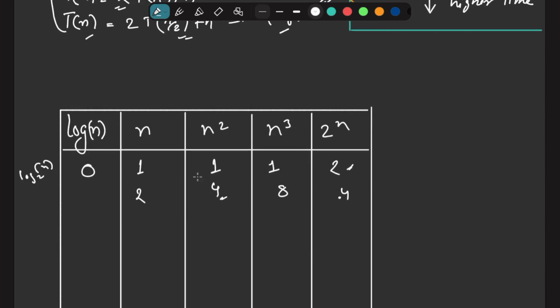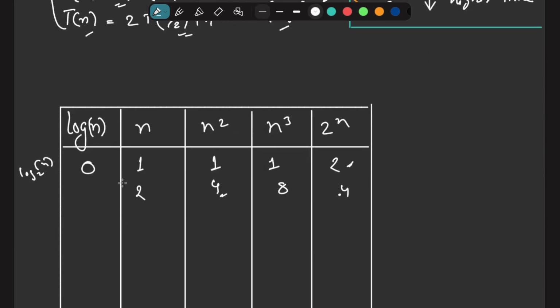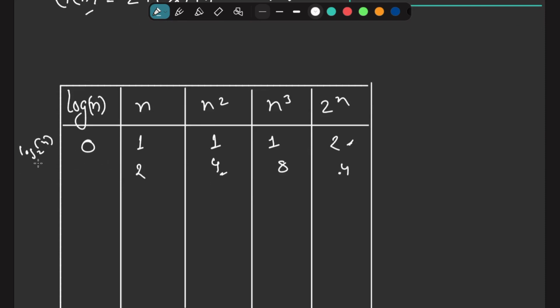Let's increase the number of inputs. For n equal to 2, log n will be 1 because the base was 2. Let's take n equal to 4. For n equal to 4, n square will be 16, n cube will be 64, and 2 power n will be 2 power 4, which is 16. Still it is lower, and log n will be 2.